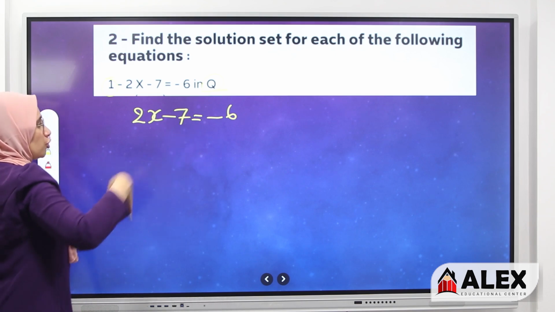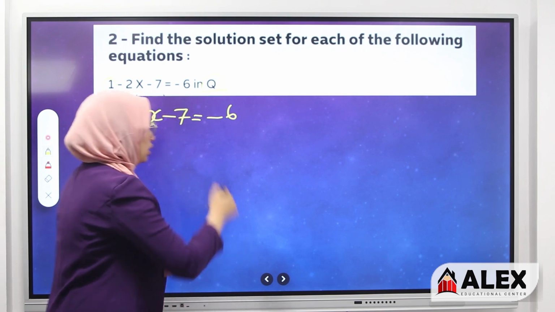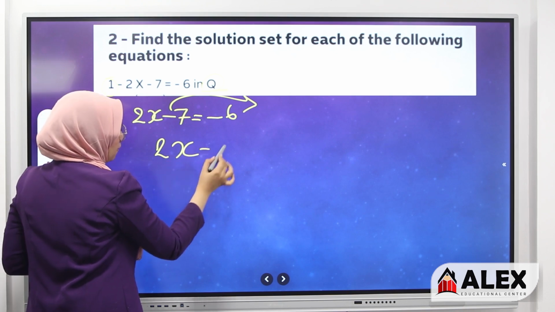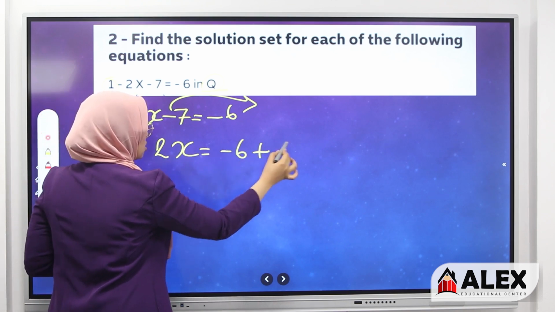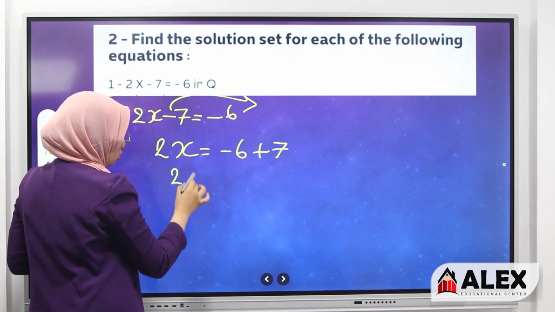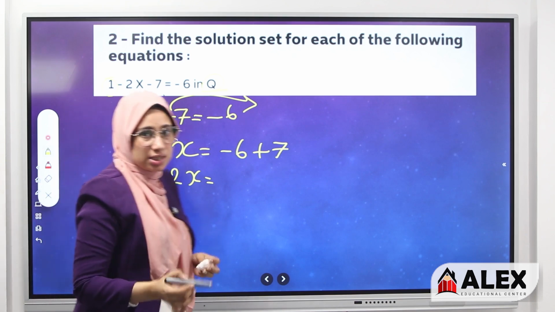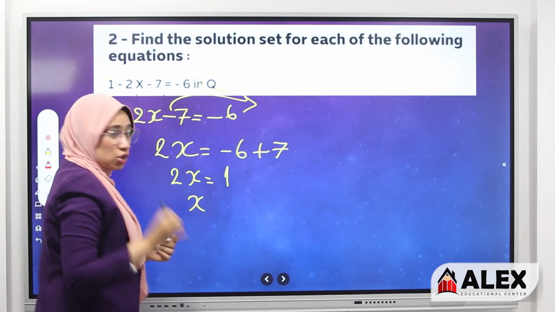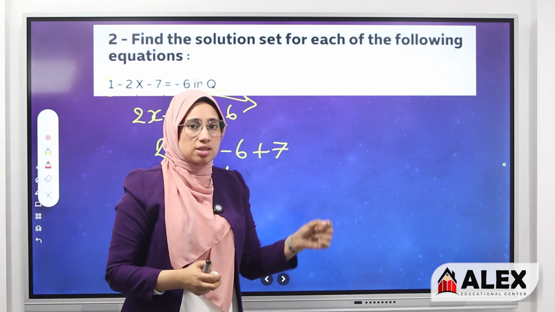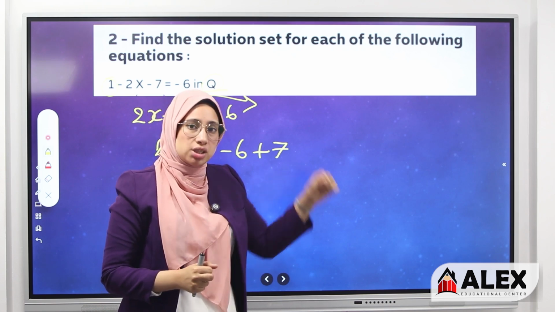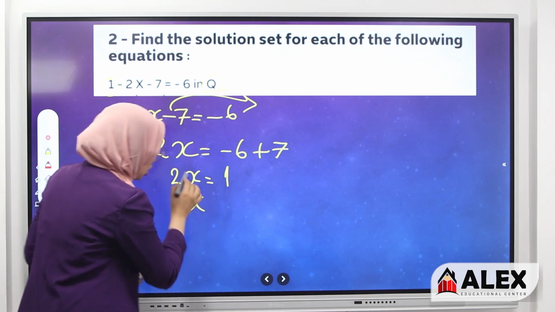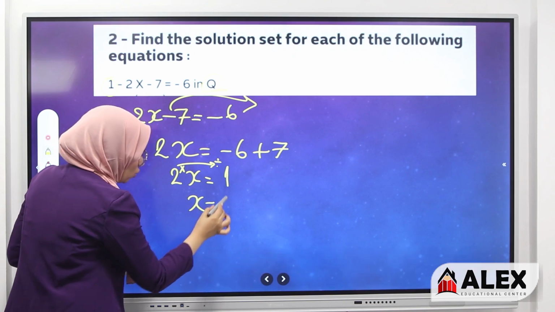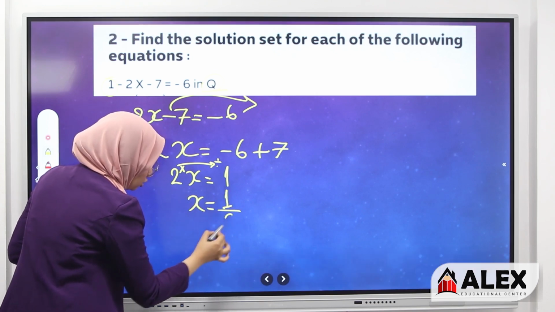We make the inverse of operation, meaning we do the opposite operations. Okay, negative 6 becomes positive 6. Then 2x = -6 + 7, which equals 1. Then 2x means 2 times x. The inverse operation of multiplication is what? Division. So here I have times, I move it there, and it becomes divided. Then the value of x equals 1 divided by 2.